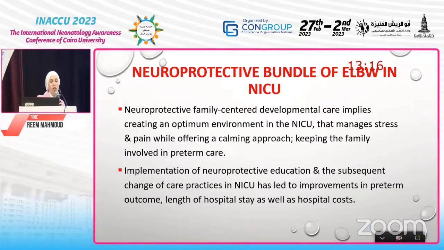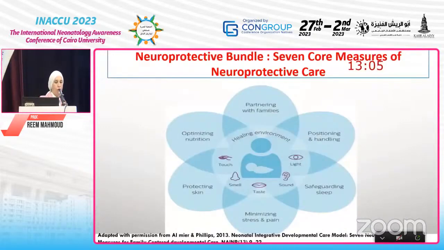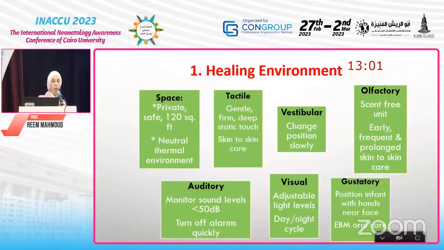Implementation of neuroprotective education and subsequent change of care practices led to marked improvements in the outcome, length of hospital stay, and hospital cost for these babies. The 7 core measures of neuroprotective care include first, a healing environment.